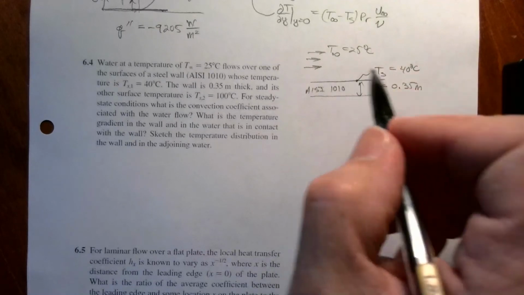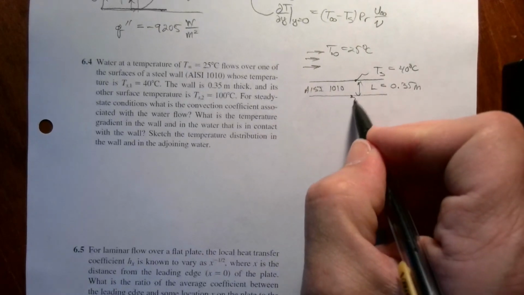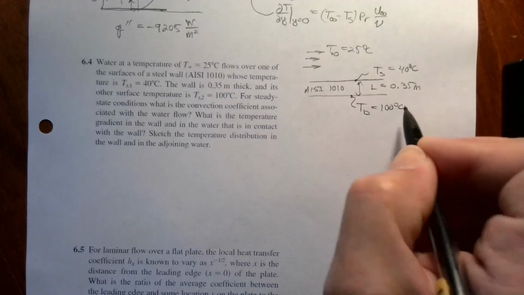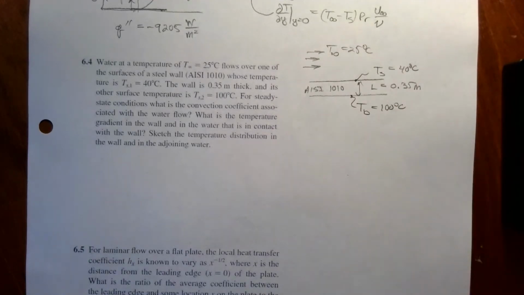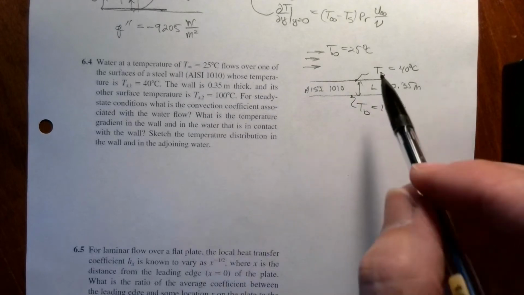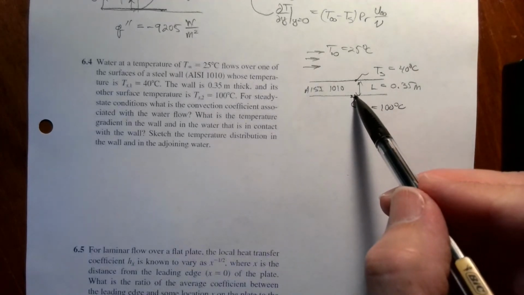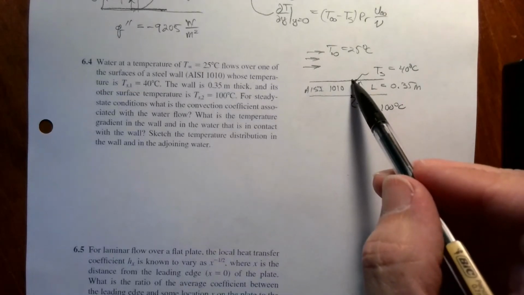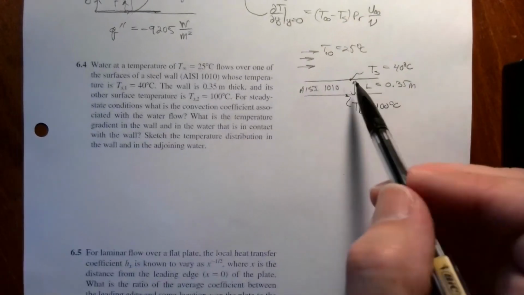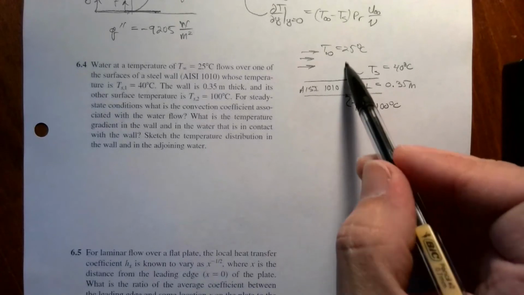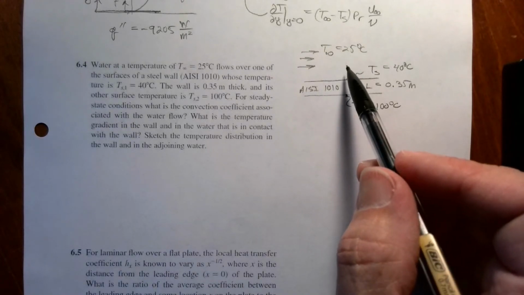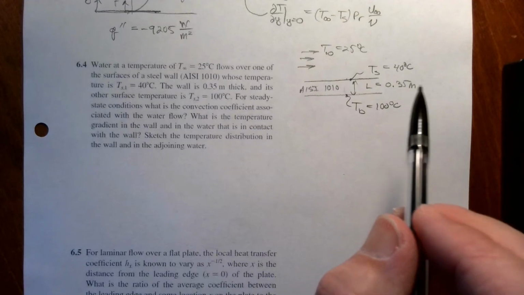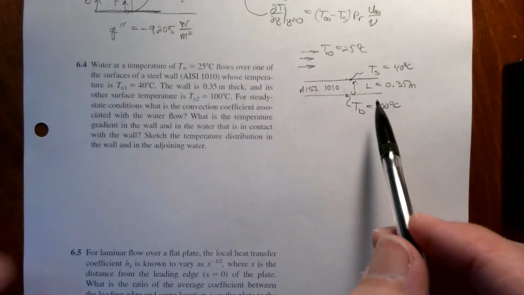Right, so there's a heat transfer going that way. This side over here, let's call that T bottom, is 100 degrees C. Right, so there is some heat transfer by conduction through the steel, and this is all in steady state, so that will balance the heat transfer by convection away on the other side. So it's asking, let's think about this first. Let's get the temperature gradient in the wall.